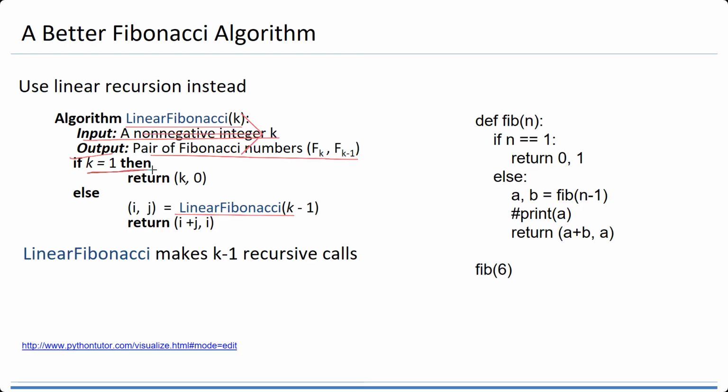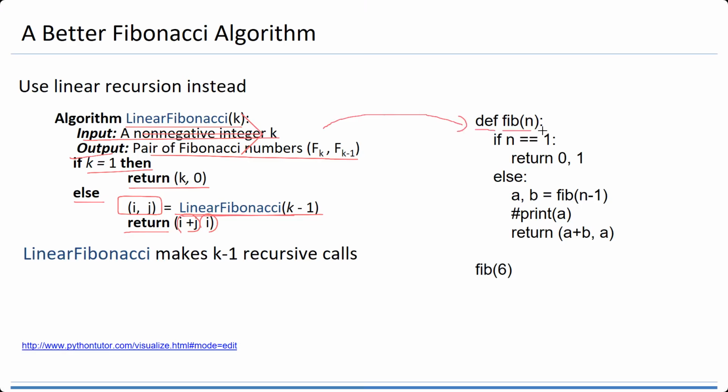Now if k equals 1, then return k comma 0. Otherwise, let's return two numbers. The two numbers i comma j are the result from the linear Fibonacci of k minus 1. And it will return i plus j comma i. Maybe if you are having difficulties with this one, let's look at this Python code.